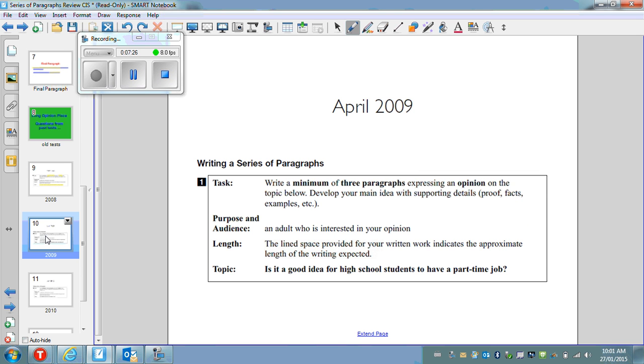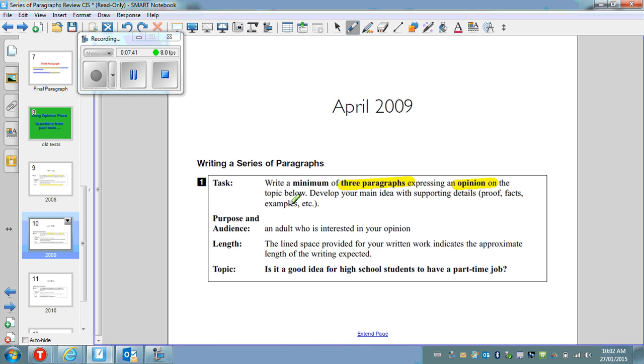Let's check out another one. As we know, it's going to say the same thing there about your 3 paragraphs. Okay? And it says opinion. Remember, you can use I in this writing.